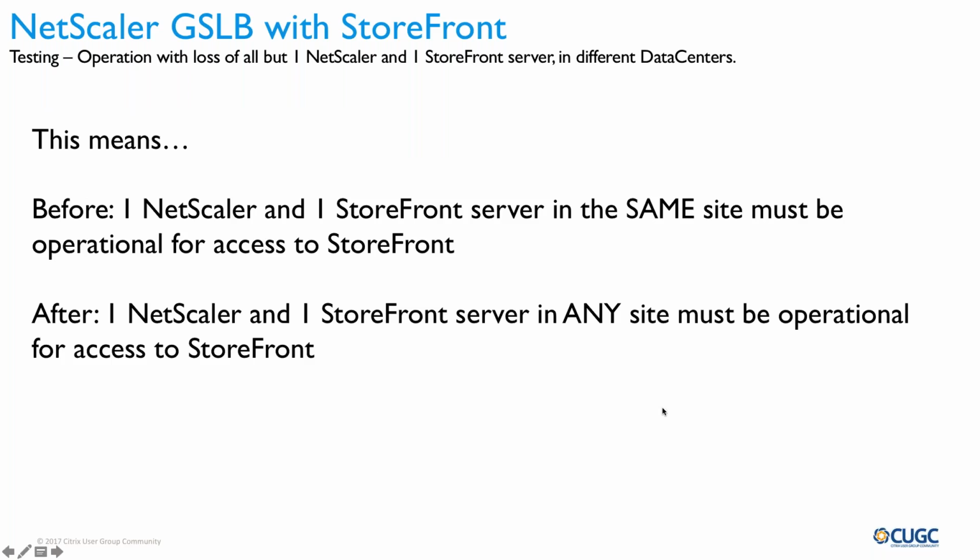So essentially that means prior to us making this change, one NetScaler and one StoreFront server in the same site had to be operational for access to StoreFront. After this change, one NetScaler and one StoreFront server in any site has to be operational for access to StoreFront. So we've changed the dynamic slightly, and it pretty much means we can lose 80% of our access layer. So 6 out of the 8 virtual servers configured, and as long as one NetScaler and one StoreFront are running, our users would still be able to access their information.